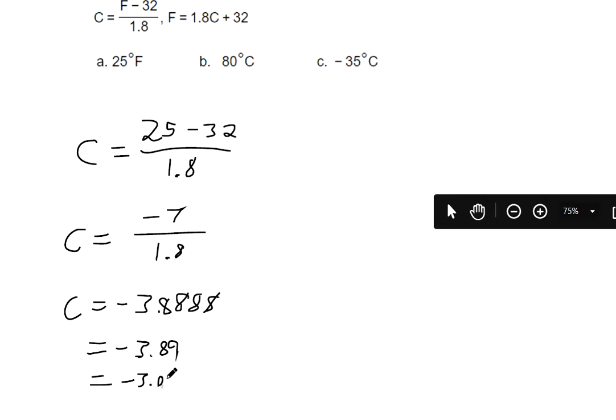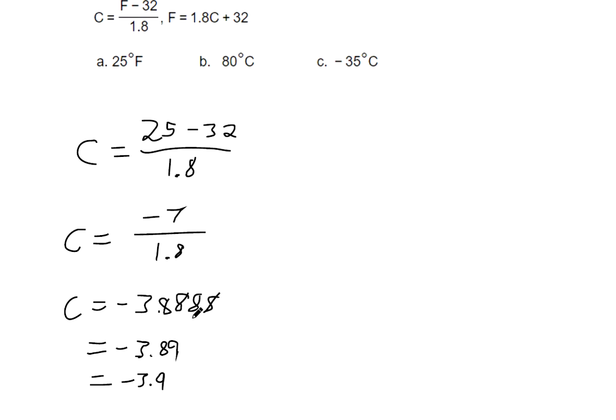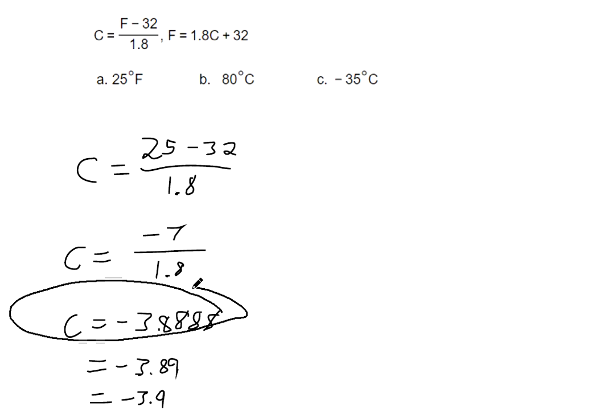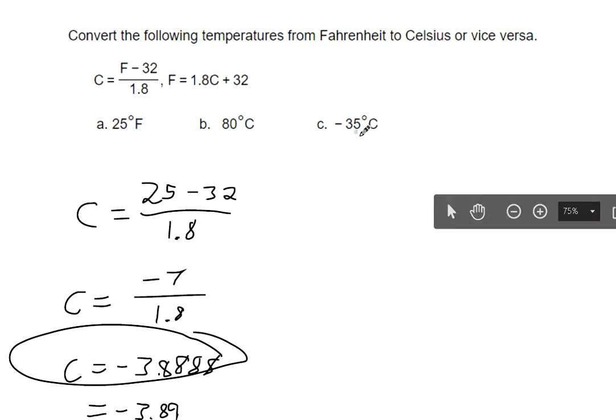Because remember, with rounding, you round depending on what the digit is directly behind you. Like if we want to round to the third decimal place, the digit behind this is an 8. That's a 5 or greater, so that tells us to round up. So depending on where it wants you to round, that's our answer.